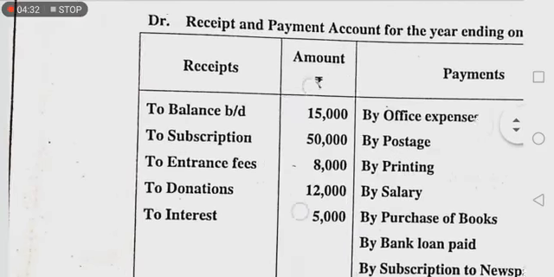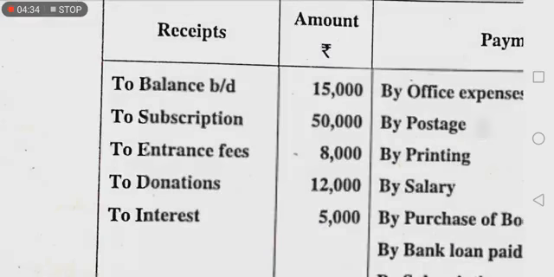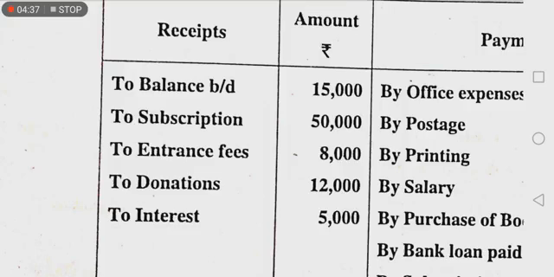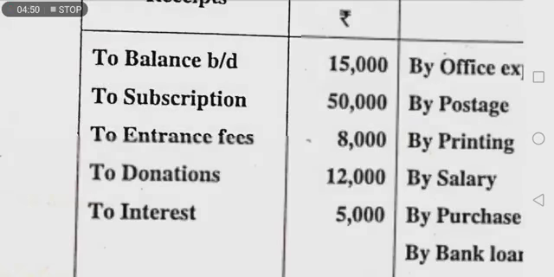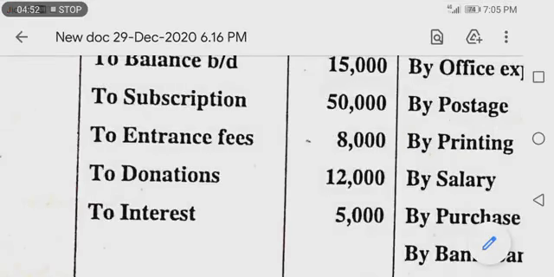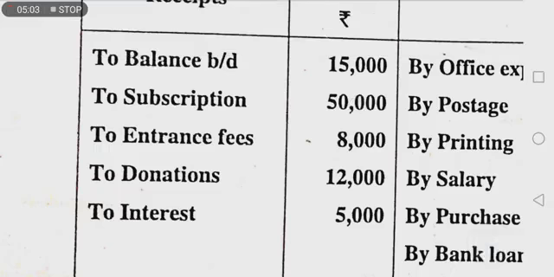And under the receipt side they have given the amounts of different items. In that, first one, to balance brought down, that is the opening balance at the beginning of the accounting year at the office, that is 15,000. And second one, subscription. Subscription means the amount received from the members in the form of membership fees, amount rupees 50,000.